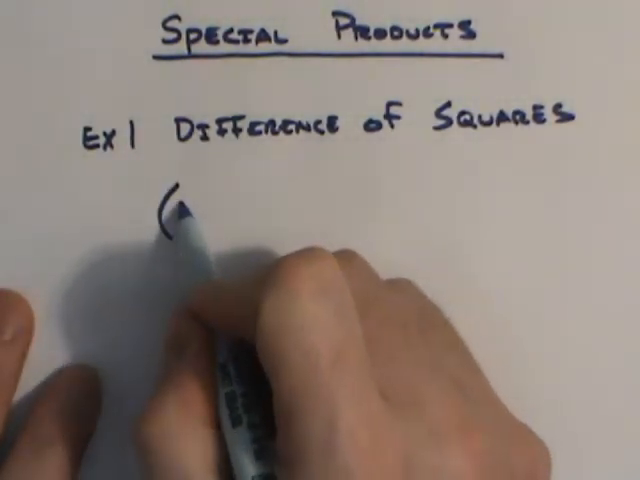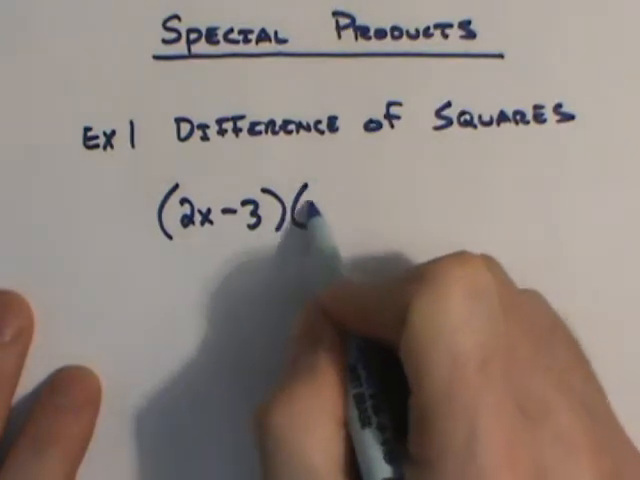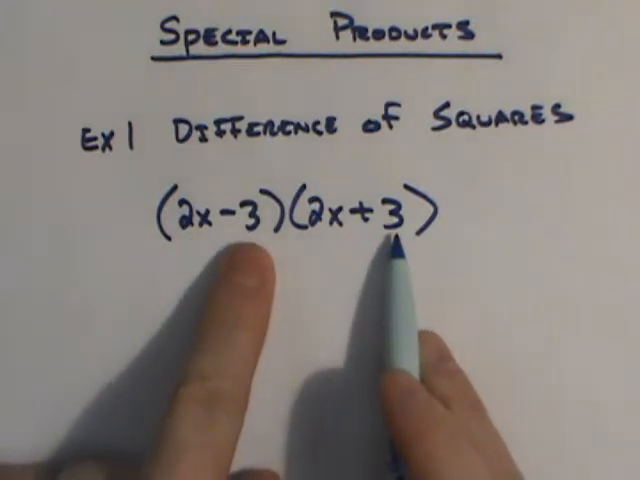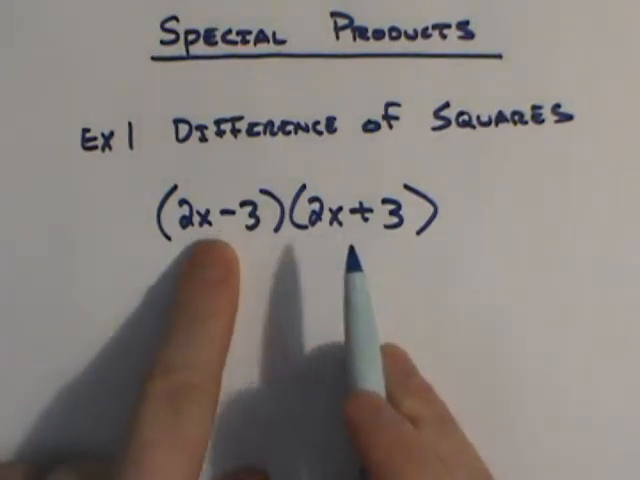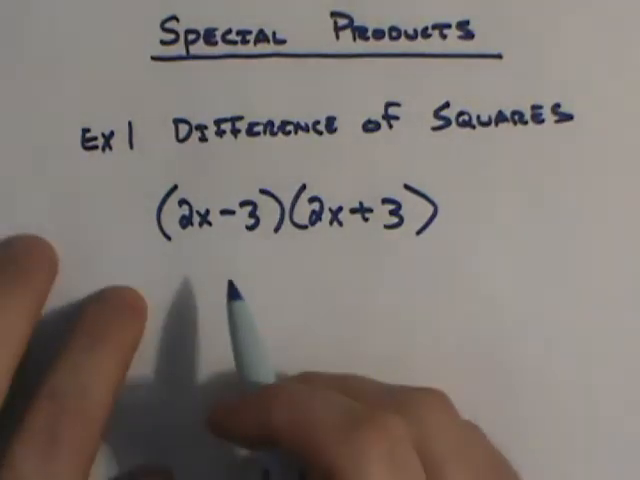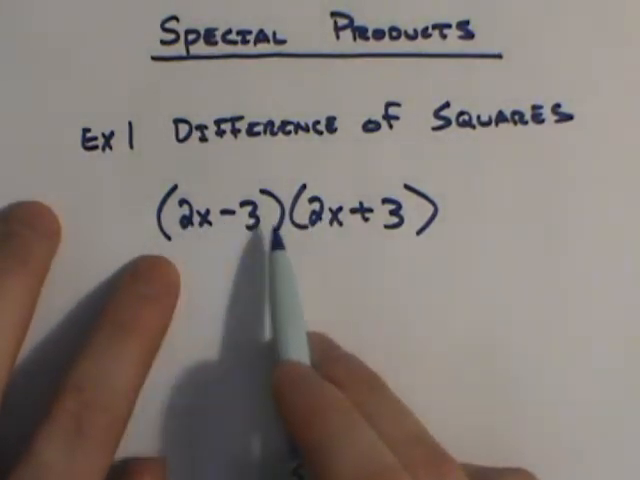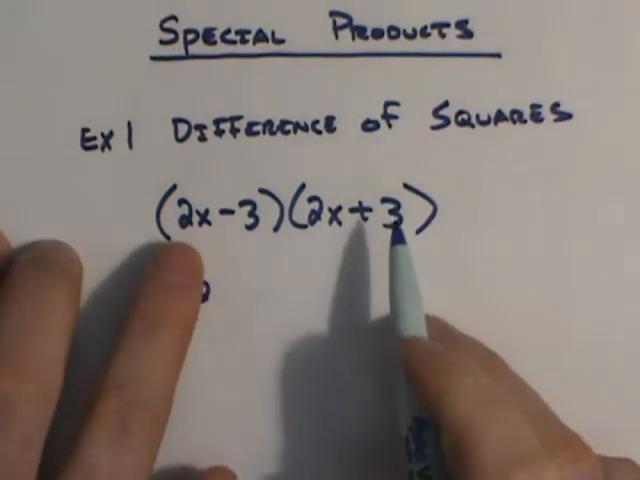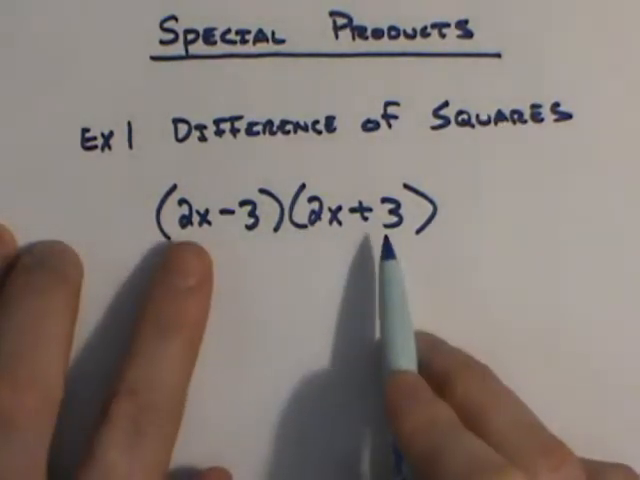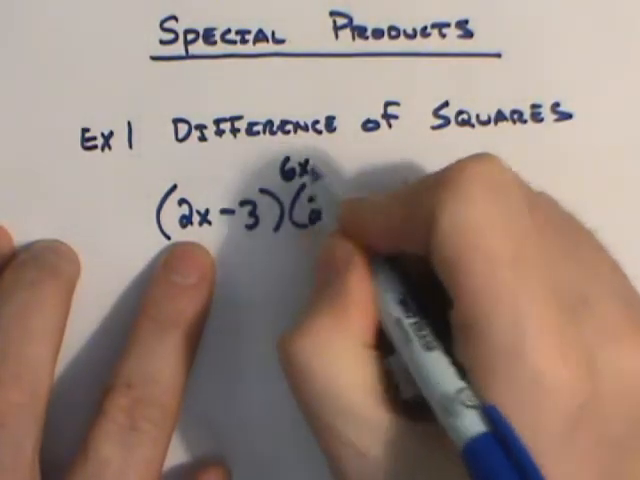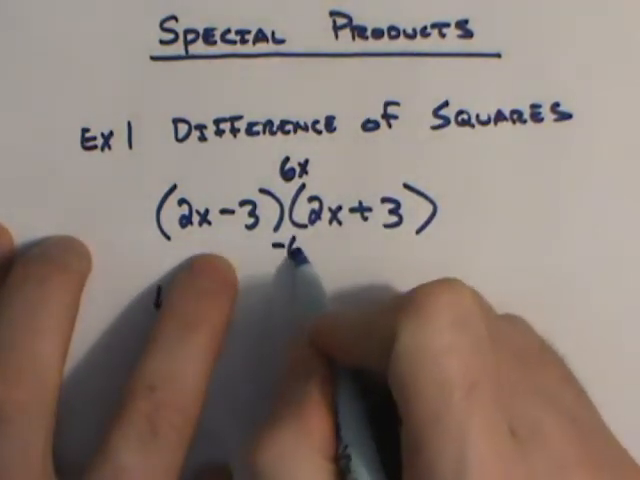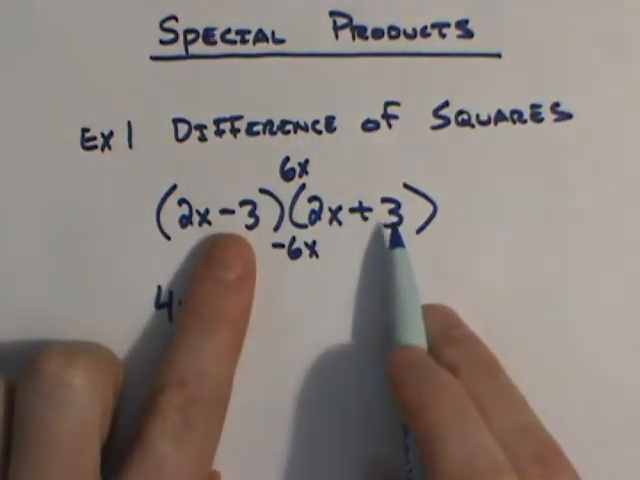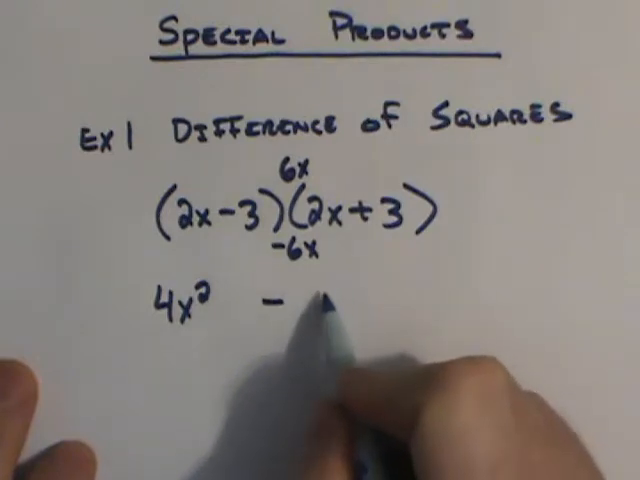If I want to multiply 2x minus 3 and 2x plus 3, I notice that I have the same terms but different signs in my parentheses. So as I go through with this FOIL process, I do first with first. 2x times 2x is 4x squared. And then I move to the outer and inner products. Outer produces the 6x here. Inner produces negative 6x. So the middle term drops out. And then when I finish FOIL, negative 3 times 3 would be minus 9.